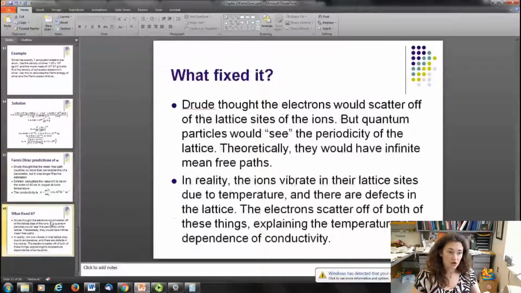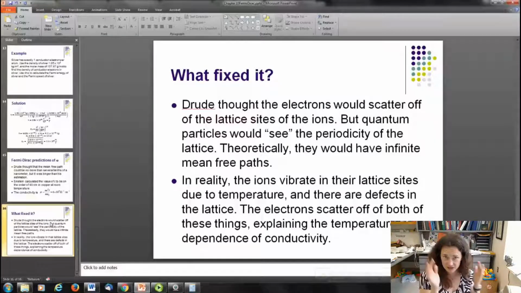Now, the thing is, Drude originally thought that the electrons would actually scatter off the lattice sites of the ions, but that's a very classical way of thinking. He pictured these huge atoms sitting in this lattice and the electrons kind of banging into them like billiard balls on a table. But in quantum mechanics, it doesn't quite happen that way, right? In quantum mechanics, you have a potential energy function, and the electrons actually see this potential energy function. The potential energy function would be a regular array of these positive lattice sites, okay?